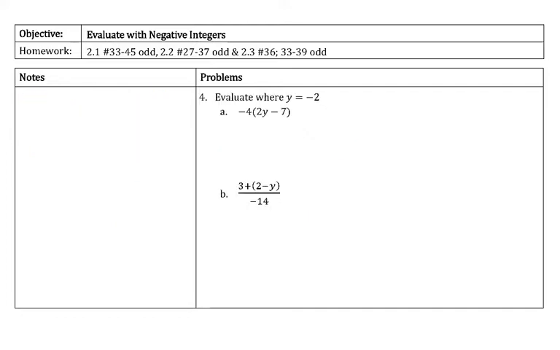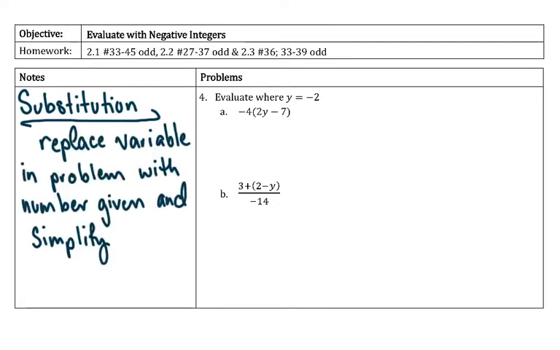Now here we've got some more problems, and you'll notice here we've got a variable that's equal to a negative integer. These are called substitution problems. And this means that we need to replace the variable with a number and then simplify or evaluate as far as we can. Now something that's really important when you're substituting with a negative number, like we're going to be doing here, is making sure you include the negative when you plug it in.